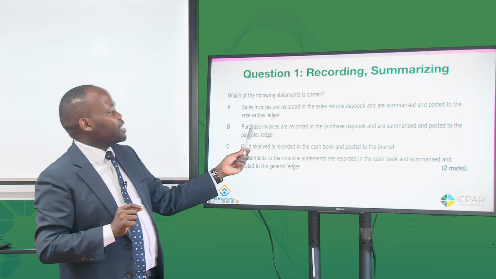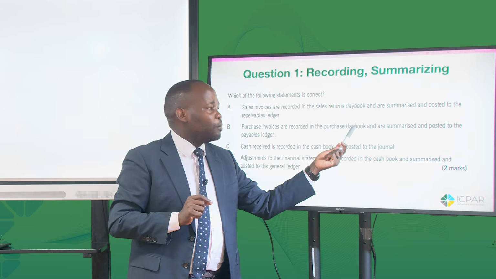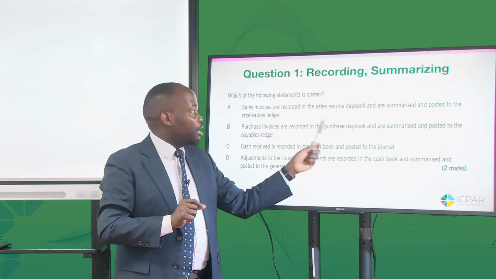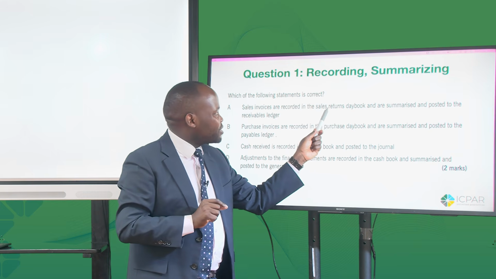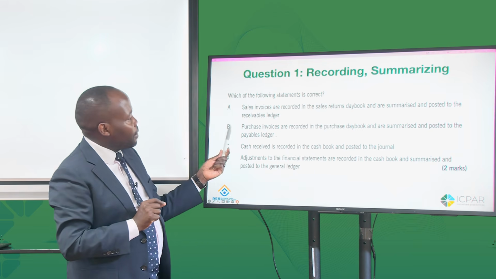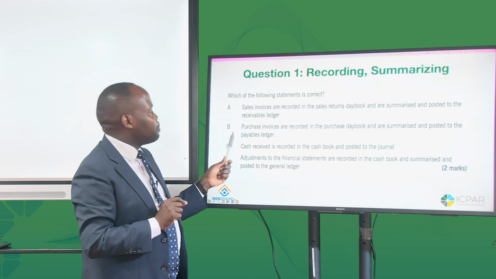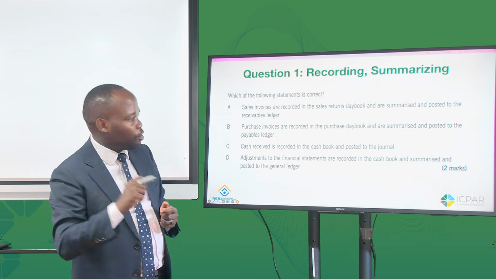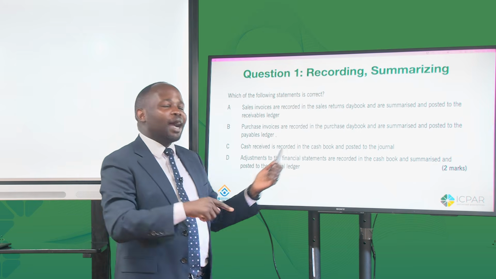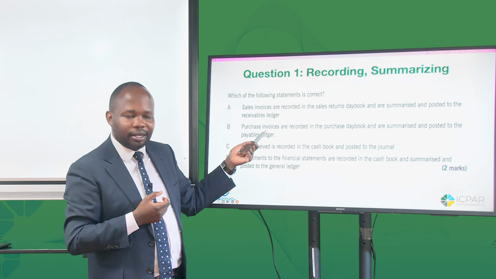Number 2, purchase invoices are recorded in the purchase day book. That is correct. Remember, in A, what was wrong was the return. It was supposed to be the sales day book. So B, purchase invoices are recorded in the purchase day book and are summarized and posted in the payables ledger. That is correct. Purchase invoices are posted in the purchase day book, and later, in the next stage, they will be posted in the payables ledger.